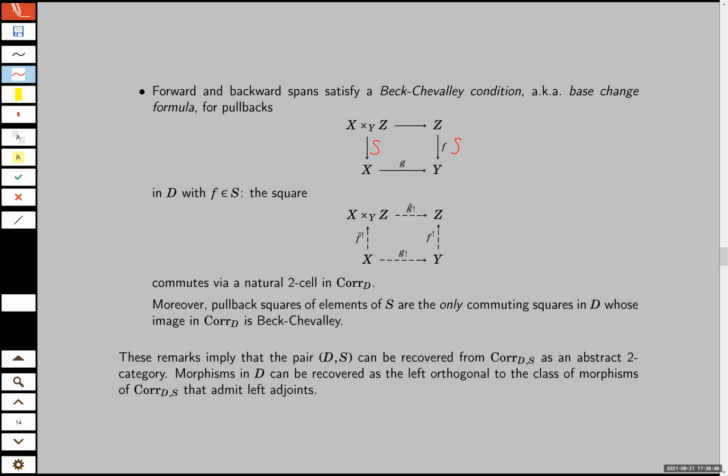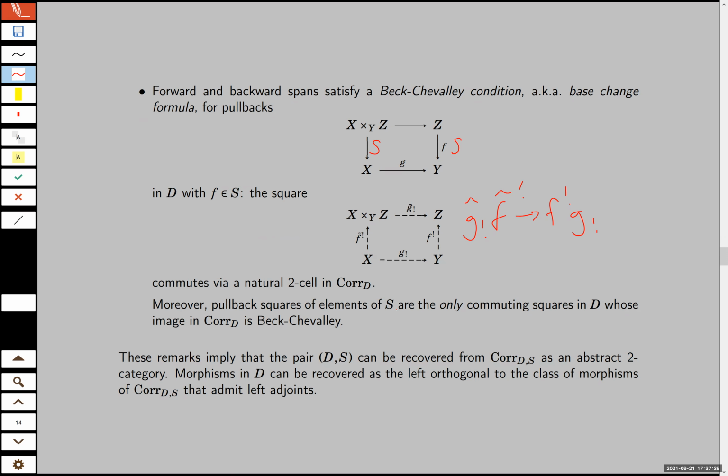So in general, if you have a square like this in the 2-category and these vertical maps have right adjoints, there's a way to get a comparison 2-cell between G lower shriek, F upper shriek, and F tilde upper shriek, G tilde lower shriek, and the commutativity of the square is saying that that particular cell is an equivalence. And finally, these squares that come from fiber products in D can be picked out again from the category of correspondences by this property.